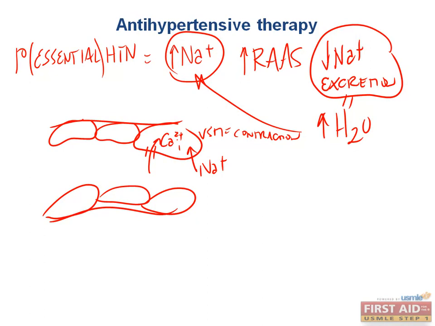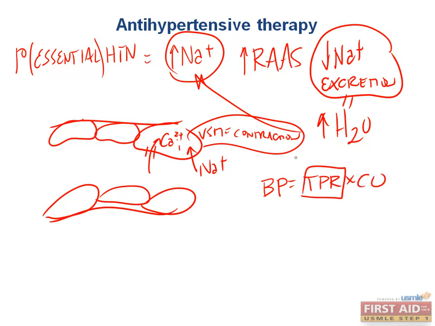So if we actually have contraction of our vascular smooth muscle cells, if we remember this equation, blood pressure equals the total peripheral resistance times the cardiac output, we're increasing our total peripheral resistance due to this vascular smooth muscle cell induced contraction, and therefore we will have an increase in our blood pressure because we increase our total peripheral resistance. So you remember this equation, you know it by heart. This sets us up perfectly for understanding the therapeutic regimen for treating primary or essential hypertension.